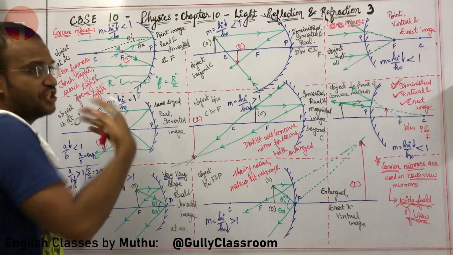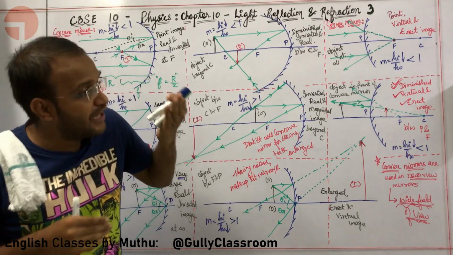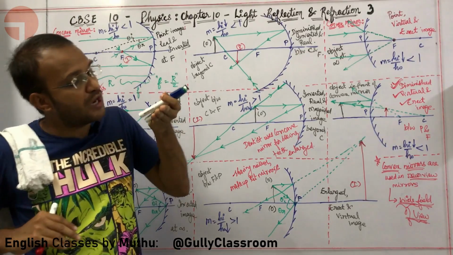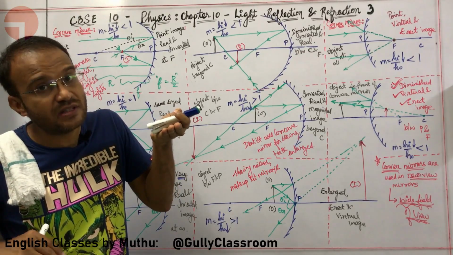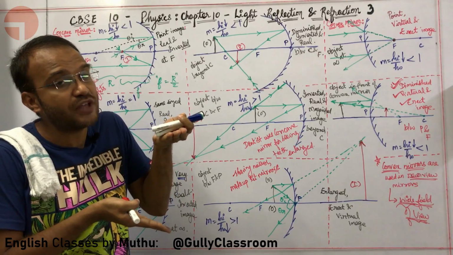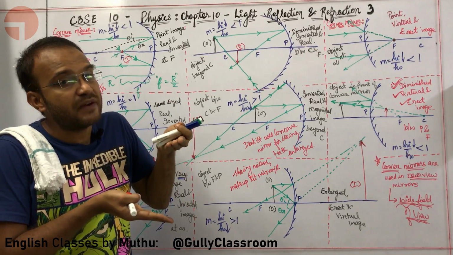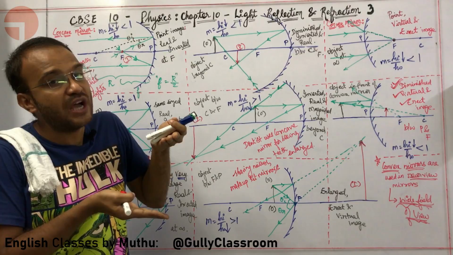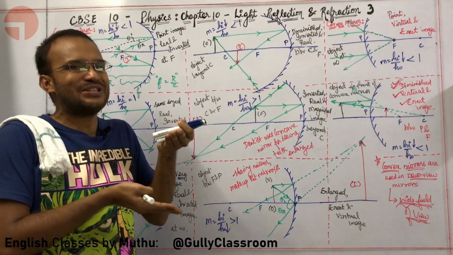I have taught about magnification. How is magnification calculated? hi by ho. You are comparing the height of the image with the height of the object. The height of the image is compared with whatever is in the denominator, which is the height of the object. Hope you guys understood this entire thing.